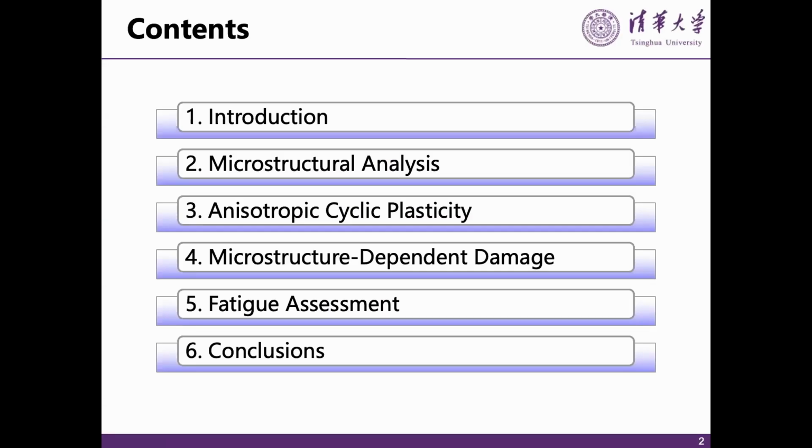Good, and that's the outline of my talk. Just a few words about background, then microstructure analysis, and anisotropic material properties. If you're talking about additive manufacturing, usually we assume materials are anisotropic. How the material is anisotropic, we're going to show, and then damage and the fatigue assessment and so on.